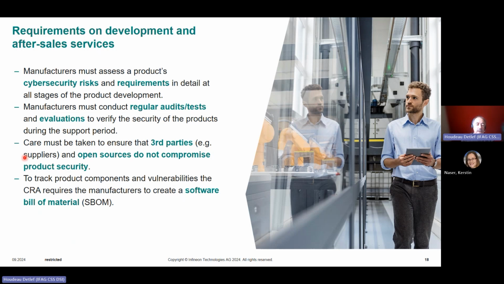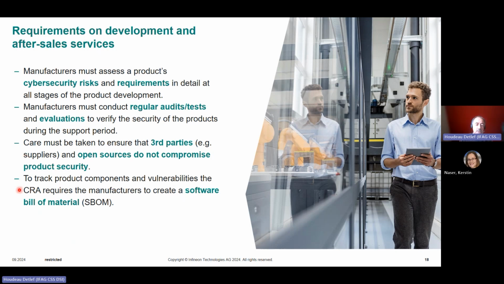Third topic, care must be taken to ensure that third parties, e.g. suppliers, and open source do not compromise product security. You can develop a secure product, but you can buy, for example, an unsecure microcontroller, for example, which has security functionality.